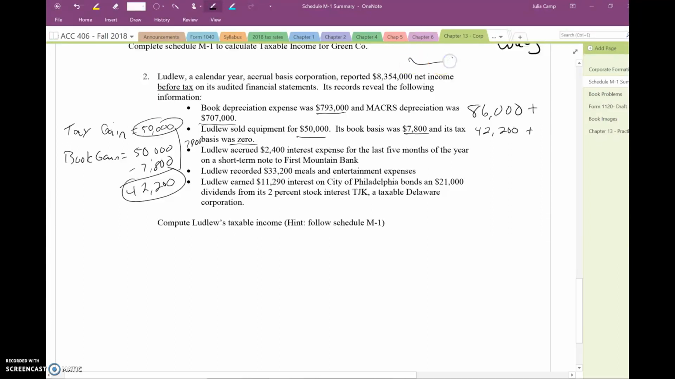Okay, here we go. So we started with $8,354,000 net income, and notice it does say before tax. That means that you don't have to add back the federal tax expense because it's already basically a before tax number. That's what you do by adding the tax back. You're making it a before tax income number.